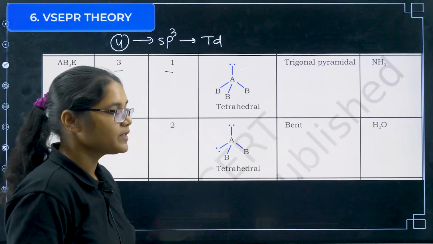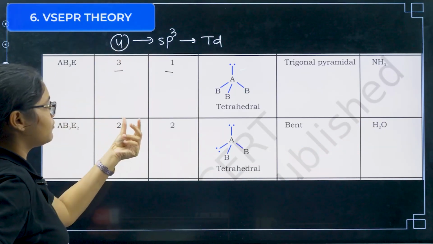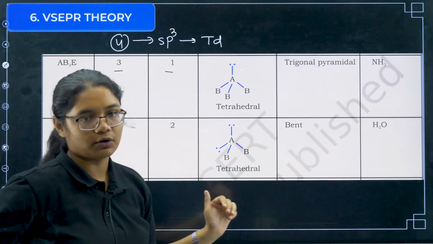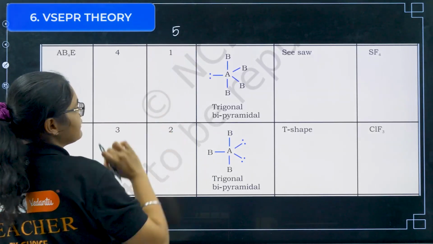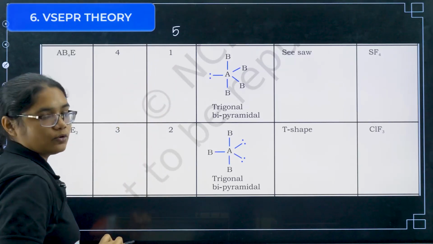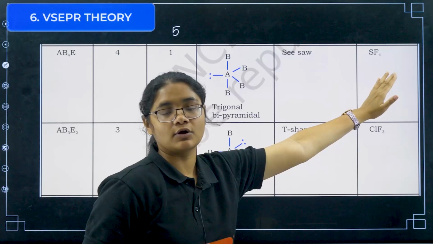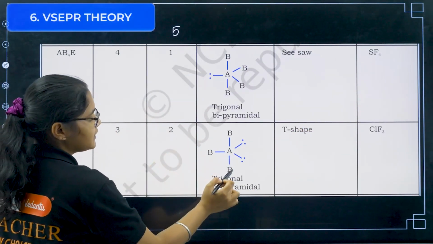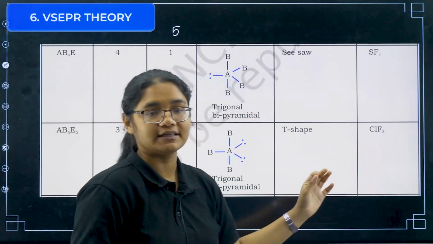Then the shape will be trigonal pyramidal. Example is NH3. Now similarly, if I have two bond pairs and two lone pairs, then you have to ignore the lone pairs. This is a bent molecule. Example is water. Now if total electron pairs are 5, and in that we have 4 bond pairs and 1 lone pair, then it is a seesaw shape, and the example is SF4. And next, if I have 3 bond pairs and 2 lone pairs, then that is called T shape, and example here is ClF3.